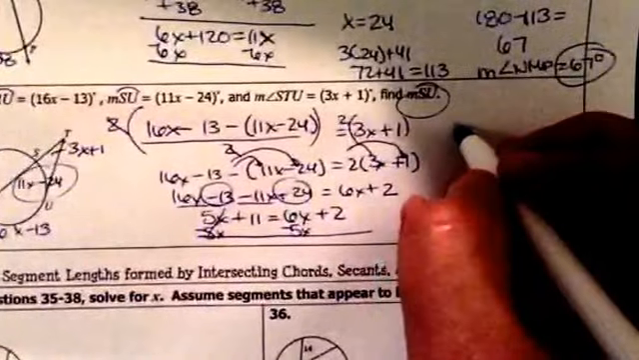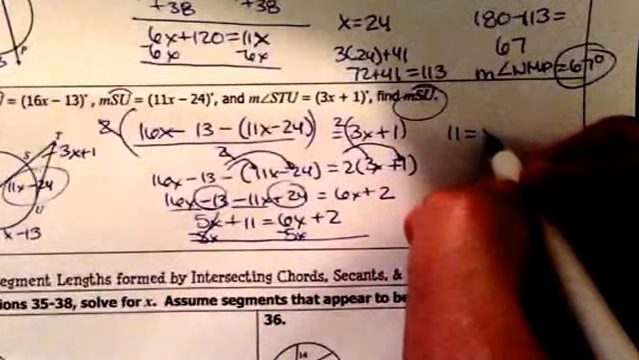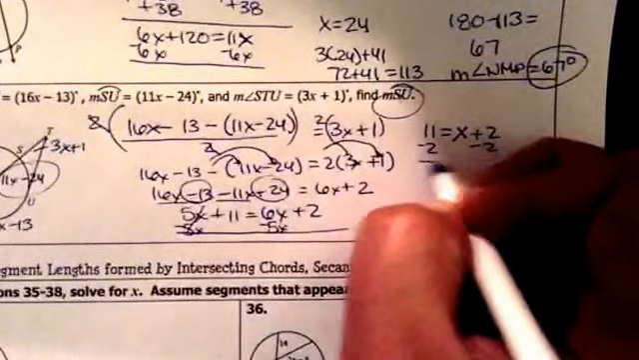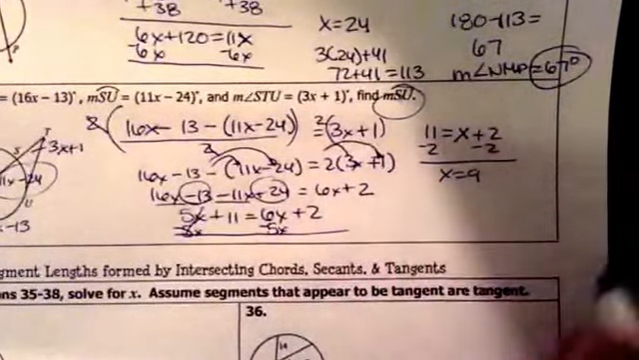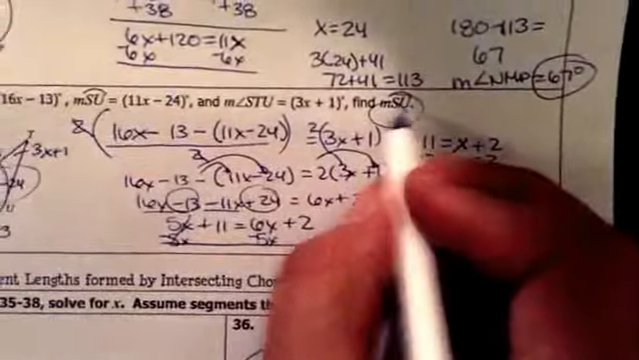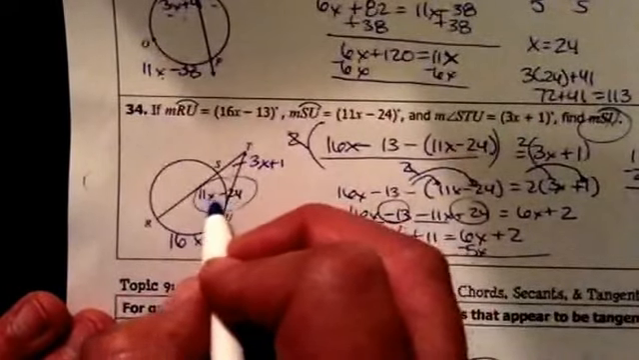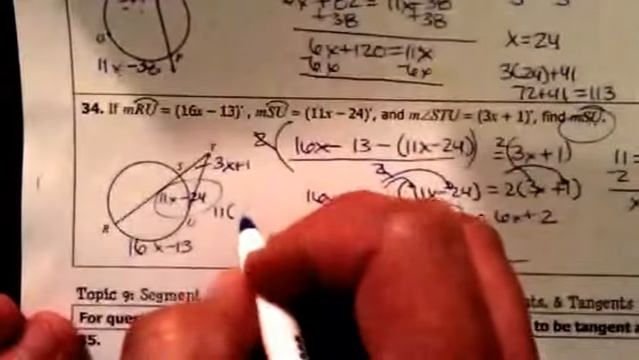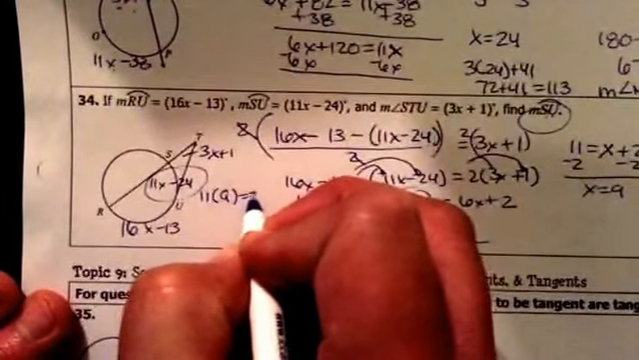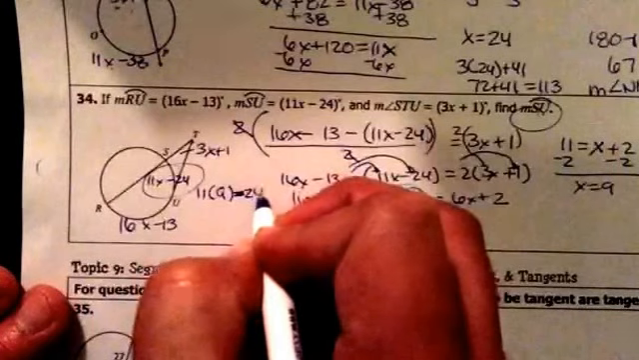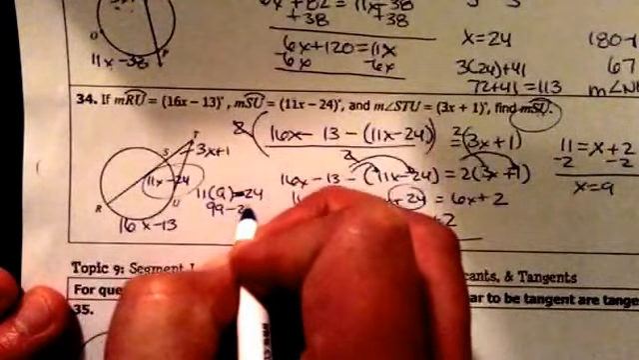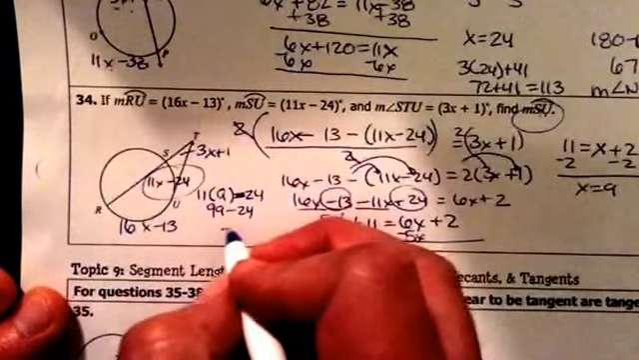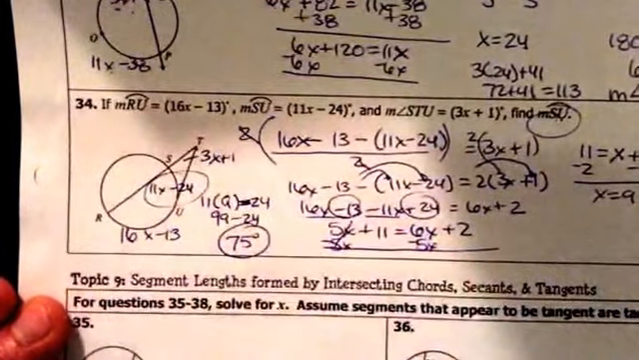So over here I have 11 equals 1x, or just x, plus 2. I'm going to take away 2 from both sides. X equals 9. Remember, that's not our entire answer because we need SU. Arc SU is 11x minus 24. I'm going to take 11 times 9 minus 24. That's 99 minus 24. And it's 75 degrees.